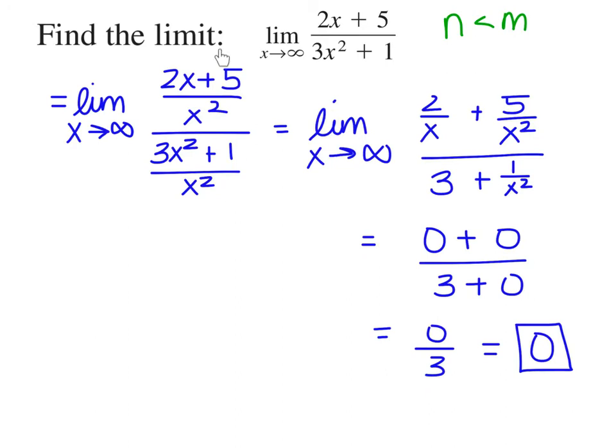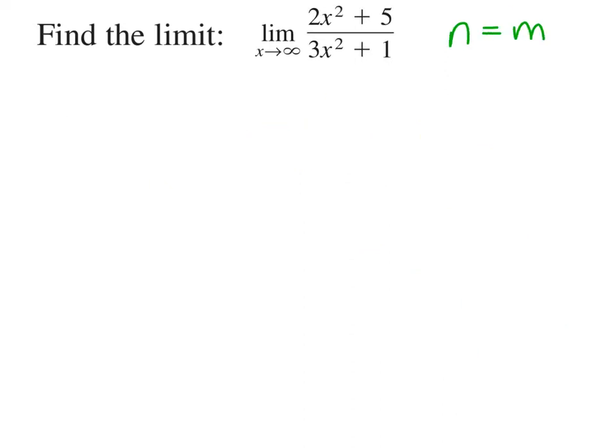So once I divide everything by x², I get a function that's 2/x plus 5/x², which, as the limit as x approaches infinity for both, is 0 plus 0. So that's likely to tell me my answer is going to be 0, but let's do the bottom just in case. And then that's going to give me 3 plus 1/x², and that's 3 plus 0. So 0 divided by 3 is 0. And using the horizontal asymptote rule, when n is less than m, my horizontal asymptote is y = 0. So that's why this whole thing is equal to 0.